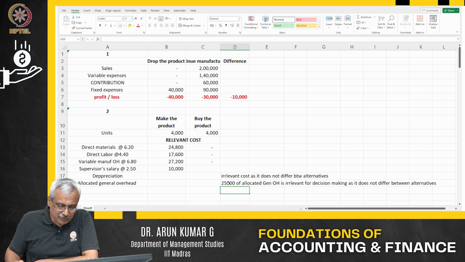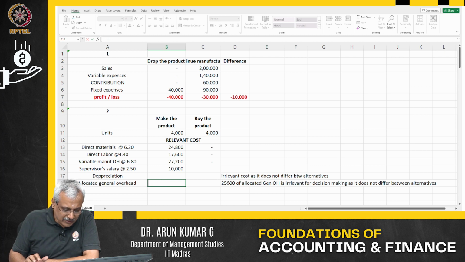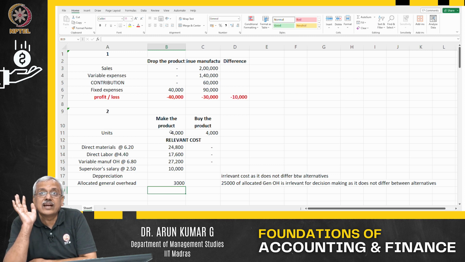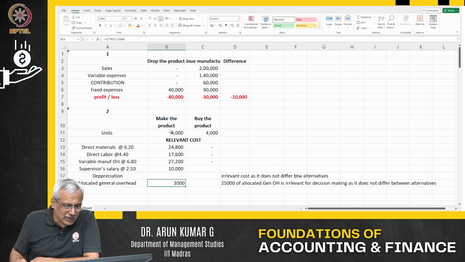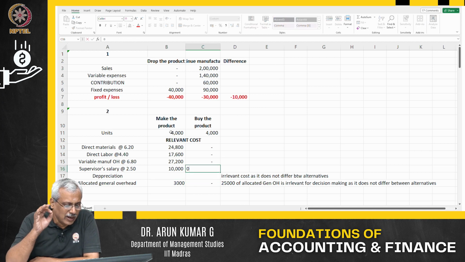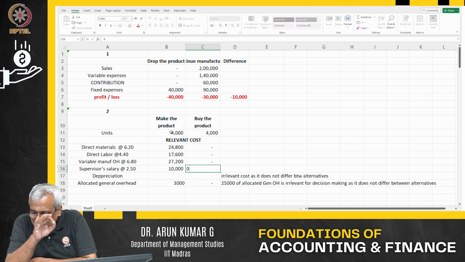So, what happens in this particular case if you look at allocated overhead? The amount is 28,000. 28,000 is the total general overhead. How do I get that? Let me make that very clear: 7 into 4,000 is the allocated general overhead. Out of that, 25,000 is irrelevant. So, what is relevant? Only 3,000 is relevant. The other 25,000 you will incur if you make the product, and if you buy the product also you will incur. So, it becomes irrelevant in this particular case.